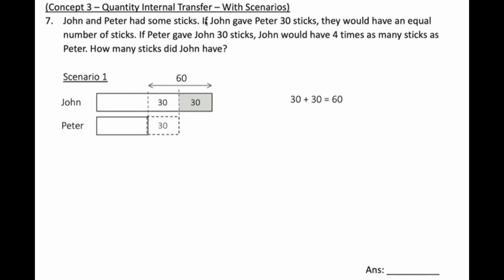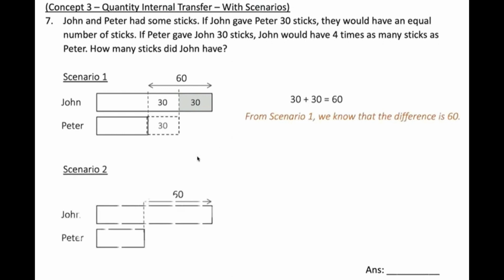So this first statement, if John gave Peter 30, they would have an equal number of sticks. If logically you can see that by reading it, you know that John is actually 60 more than Peter, there is no need to draw this model. Okay? All you need to do is just 30 plus 30 equals 60. Okay? So this statement also tells you that John is originally 60 more than Peter. Right?